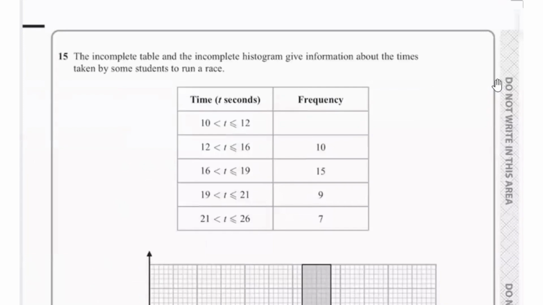Question 15 says the incomplete table and the incomplete histogram gives information about the times taken by some students to run a race.